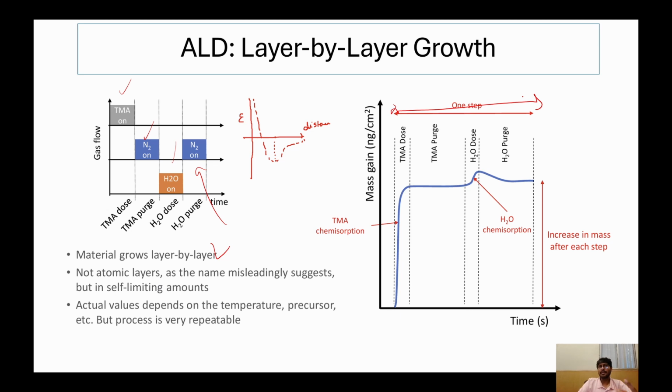This is a single ALD cycle. You can say this is the single ALD cycle up to this point. Again we will do this process again and again and again. Layer by layer will grow up to nanometers. In nanometers you can grow.